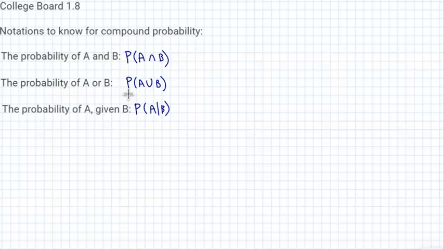When we're looking at the notation, the symbol for OR just looks like a capital U. The symbol for AND looks like a U that's been flipped upside down. And for given, the symbol is just a straight line. So this would read as the probability of A and B. This says probability of A or B. And this guy says probability of A given B.